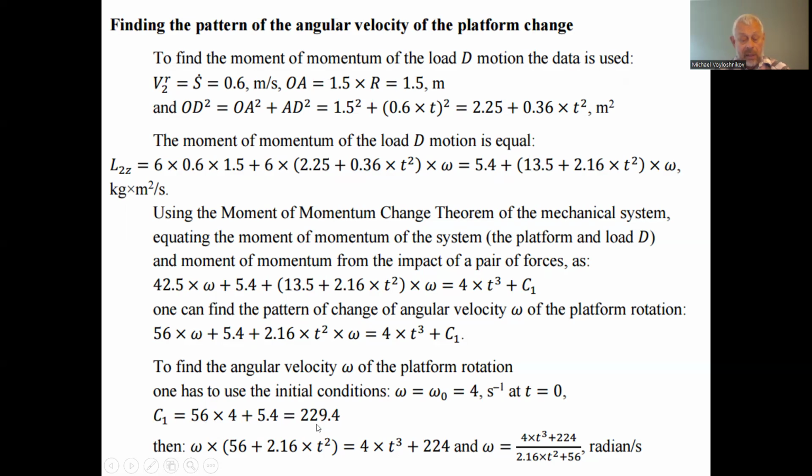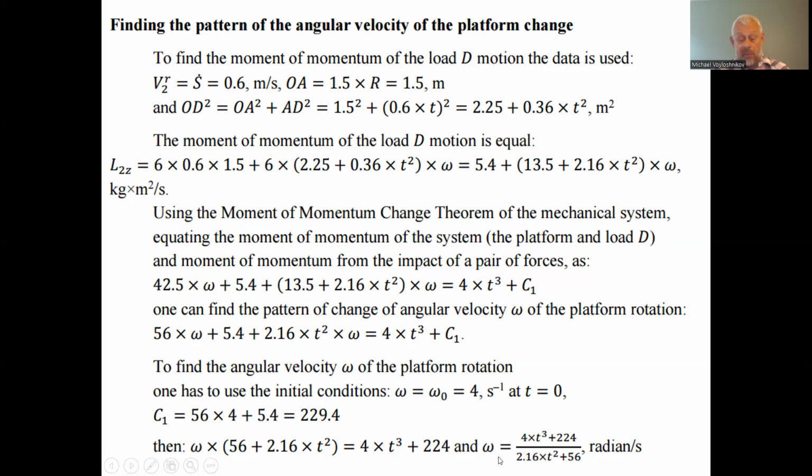And when we next substitute the total 56 by 4 back, we can just reduce the same summands on the right and the left sides. 5.4 on the left and 5.4 from the right when we substitute it into the equation. And we will have the final equation with only the variables angular velocity, subject to find, and the time.